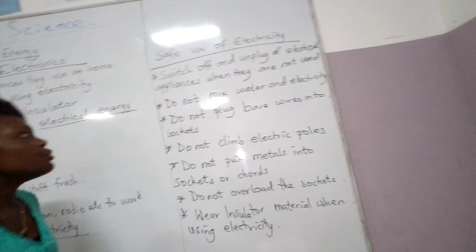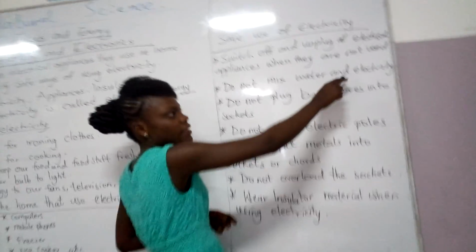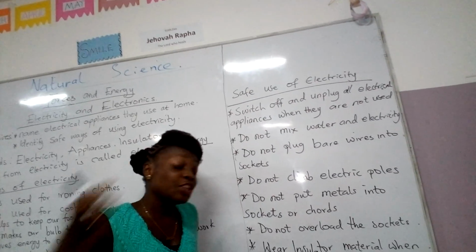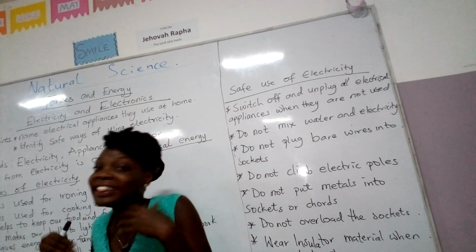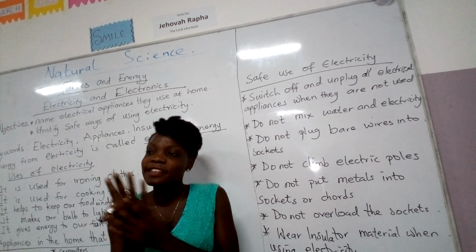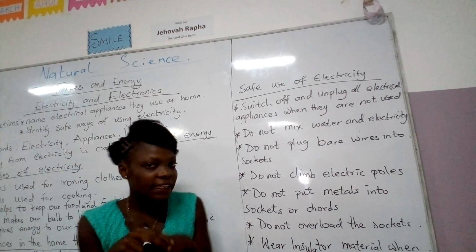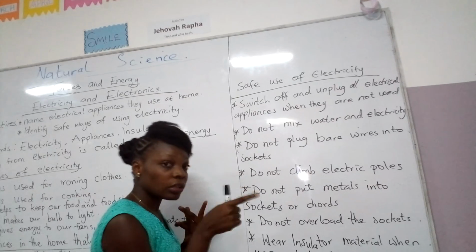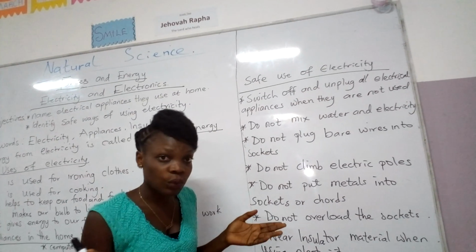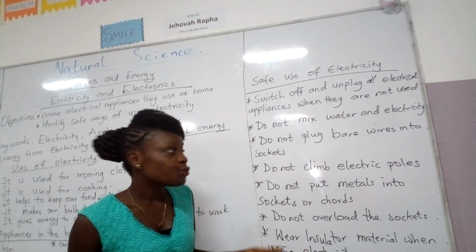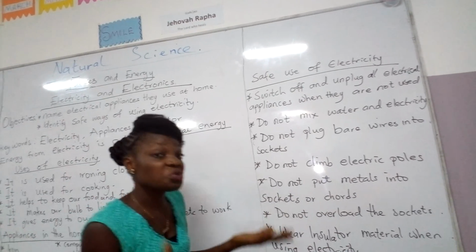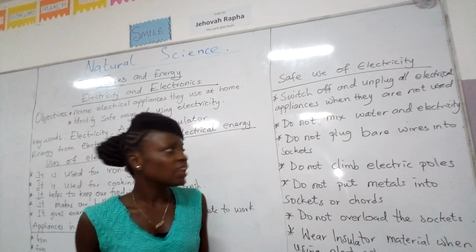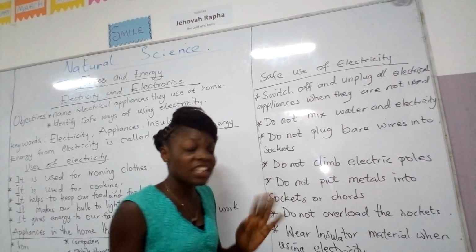The next safe use: do not mix water and electricity. Now, mixing water does not mean you are going to pour water in the electricity. No. Let's say you've washed your hand, you've not dried your hand, then you go and touch an electrical appliance that is plugged in and it's on. You'll be shocked. And mostly when people get shocked, they are bent or they die instantly. So do not mix water and electricity.